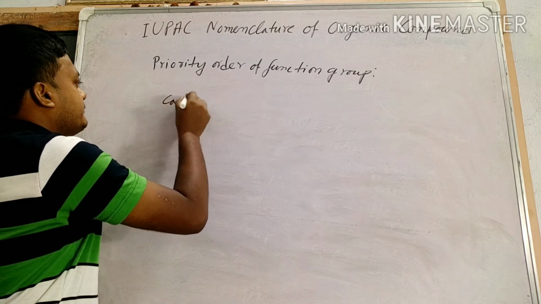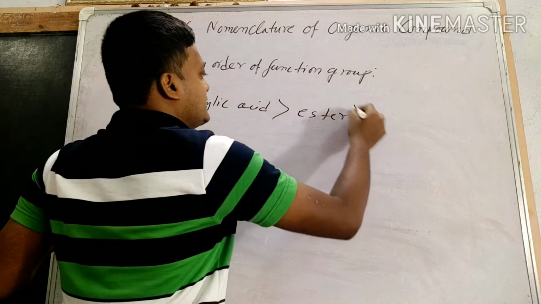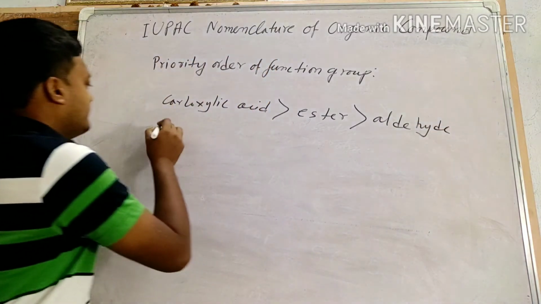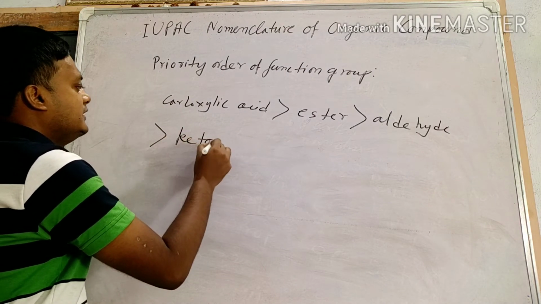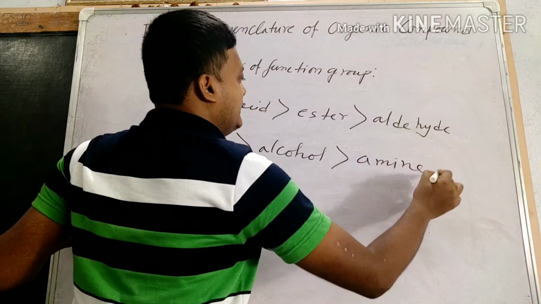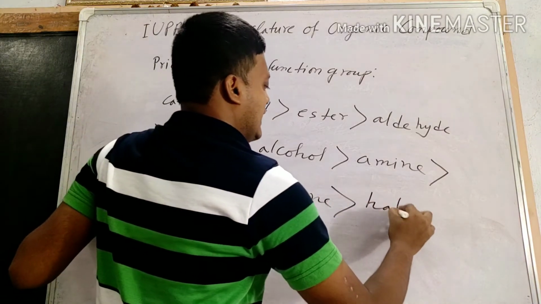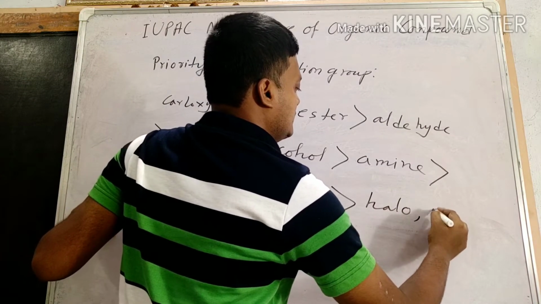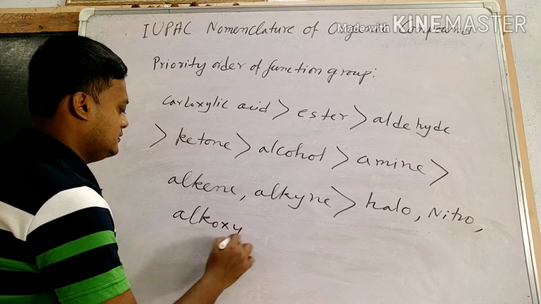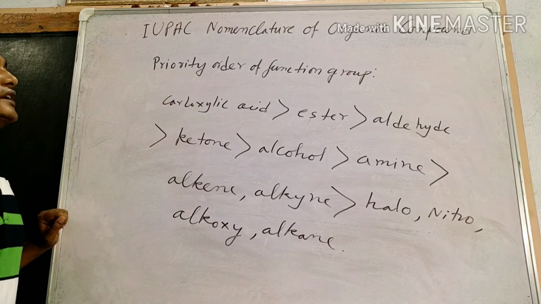So first carboxylic acid, then ester, then aldehyde, then ketone, alcohol, amine, alkene, alkyne, then halo, that means halogen, nitro, alkoxy, alkane. That is the priority order of different functional groups.